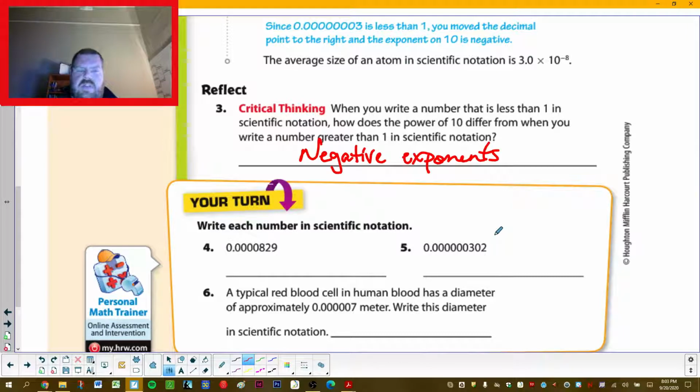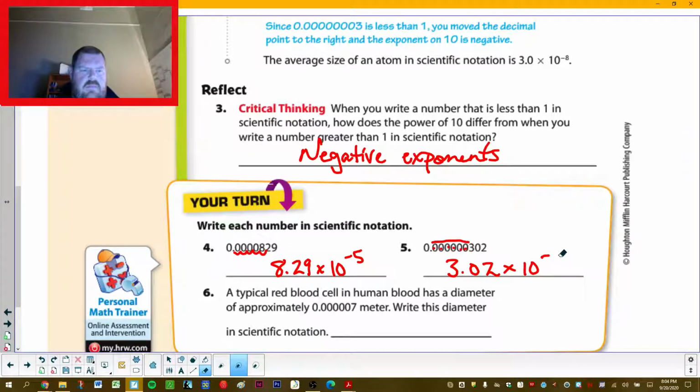Write each number in scientific notation. For this first one, I'm going to go 1, 2, 3, 4, 5. I have to move it 5 times to get 8.29, and that's times 10 to the negative 5. For the second one, I'm going to use a different strategy. I'm going to count the zeros. There are 1, 2, 3, 4, 5, 6. Six zeros means I have to move the decimal seven times. So I get 3.02 times 10 to the negative 7.